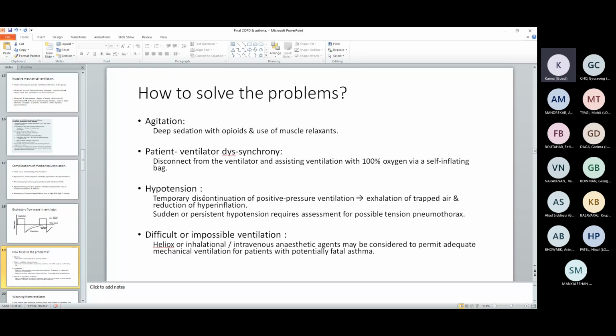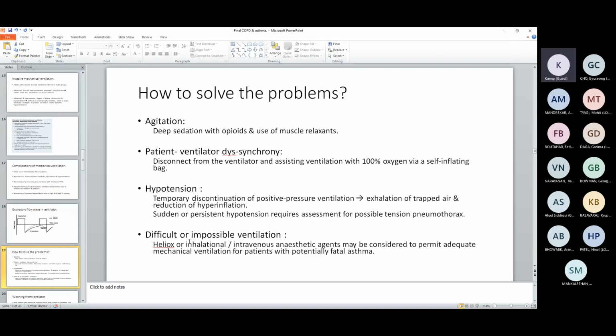If the patient develops hypotension, it can be due to several causes. The first is hyperinflation and auto-PEEP, so we can disconnect them from the ventilator. If the patient develops sudden and persistent hypotension, we should think about a possible tension pneumothorax. In that situation, we need to do an urgent decompression followed by a chest drain.